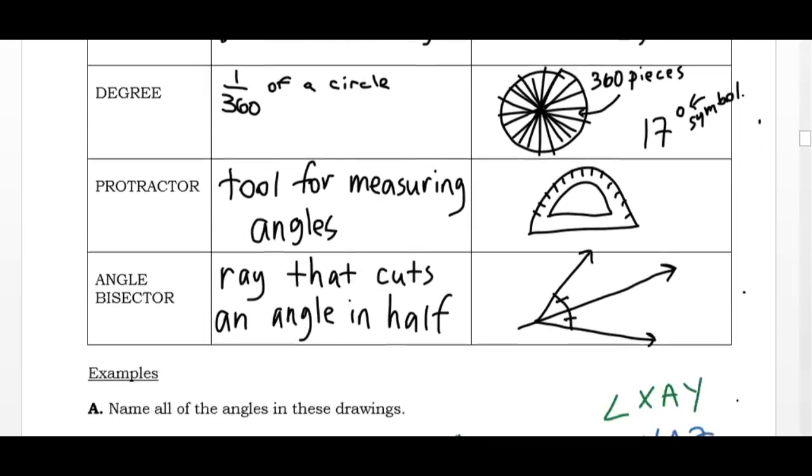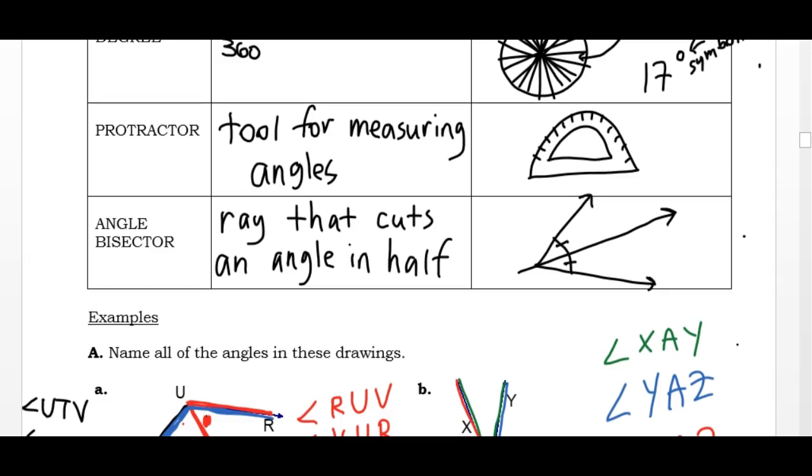Our next word is protractor. A protractor is a tool that measures angles. Looks like this, if you've seen one before, and we'll talk about how to use those both to measure and to draw angles in the examples.